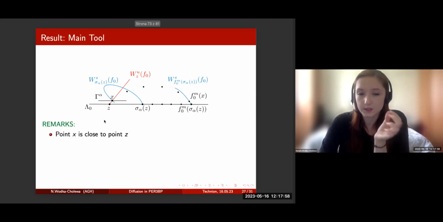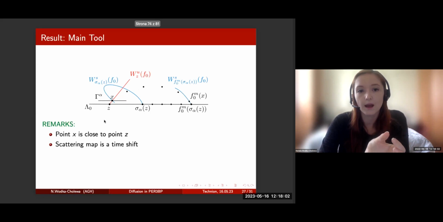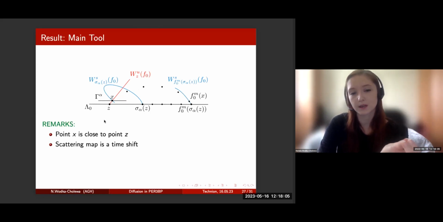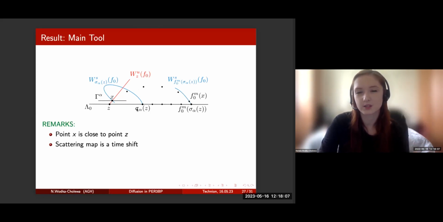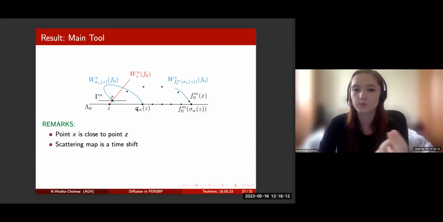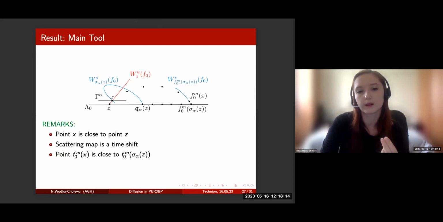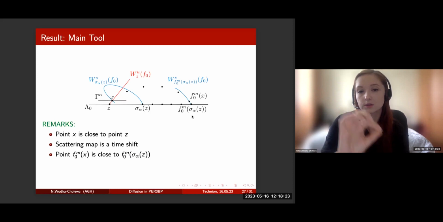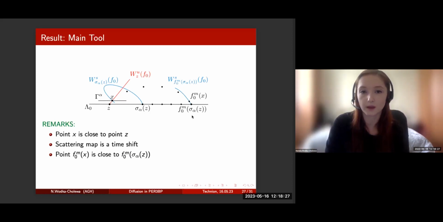Okay, so x has to be close to the z, because we start close to it. And this scattering map, as I said, this map, the sigma, it's just a shift map, so it's a time shift map. You just move with the time on the lambda 0, and you get to be close to the right side, you go close here. So you calculate the differences between these black points above and on the lambda 0.